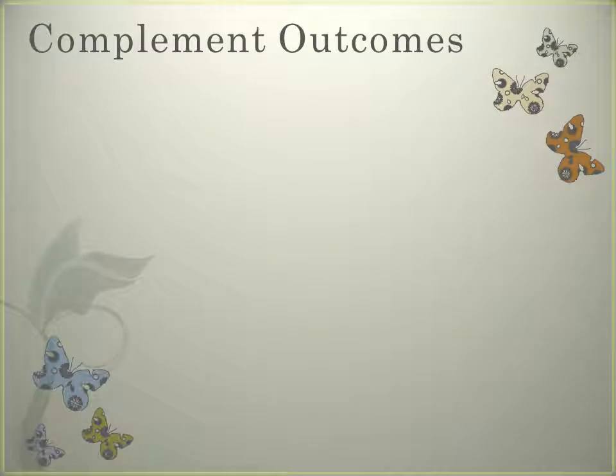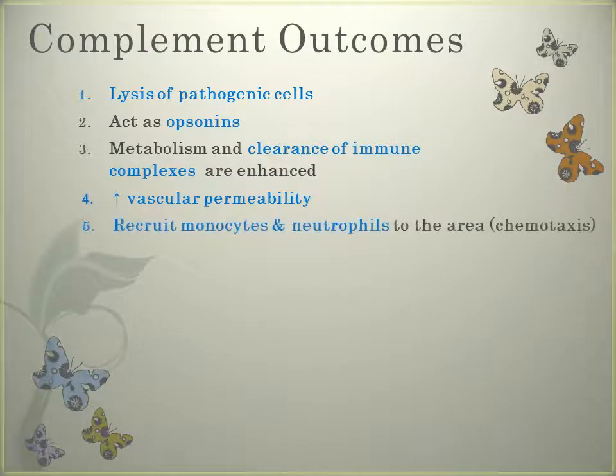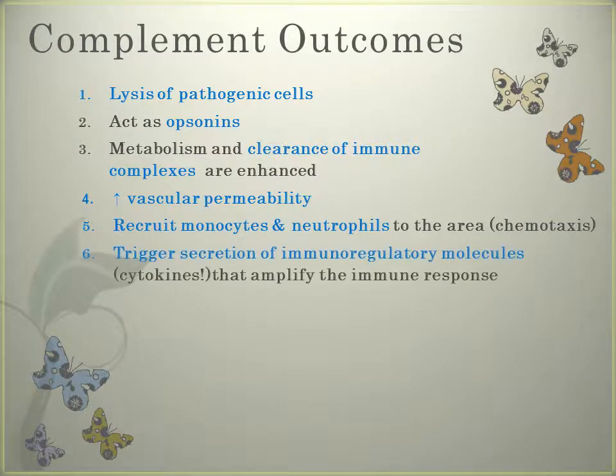There are many outcomes when complement is activated. Pathogenic cells can be lysed, and we'll look at that in some detail in a moment. Pathogenic cells are opsonized, or made more attractive to neutrophils, drawing them into the area. Metabolism and the clearance of immune complexes are enhanced. In other words, complement helps us get rid of immune system garbage that's formed. We see an increase in vascular permeability. The system recruits monocytes and neutrophils to the area.